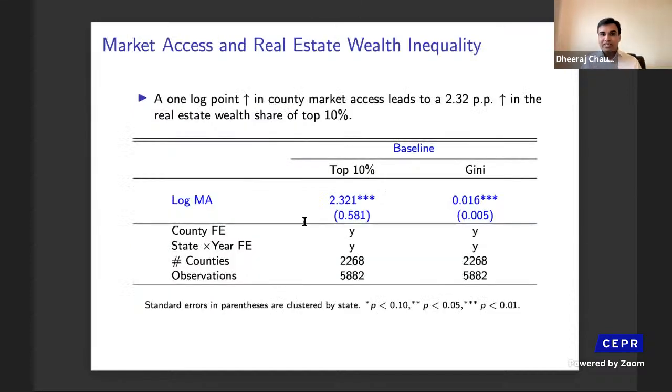So the baseline results are this. A one log point increase in market access leads to an increase in wealth inequality, measured by the indicators. In terms of magnitude, I find that a 1 log point increase in market access leads to a 2.32 percentage point increase in the real estate wealth share of the top 10%. And for a 1 log point increase in market access, the Gini coefficient also goes up by 0.016 points.